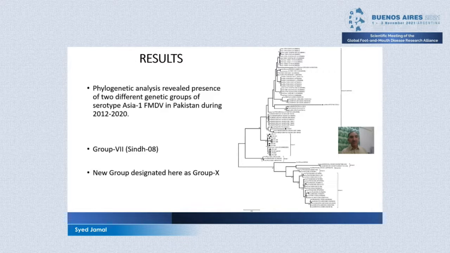Phylogenetic analysis revealed the presence of 2 different genetic groups of serotype Asia-1 foot and mouth disease viruses in Pakistan during 2012 to 2020. These 2 groups included one which has been previously recognized in Pakistan and has been named group 7 or SIN08, and a new genetic group which is designated here as group 10. It is to mention that group 8 and group 9 have been detected in Bangladesh during the previous years.